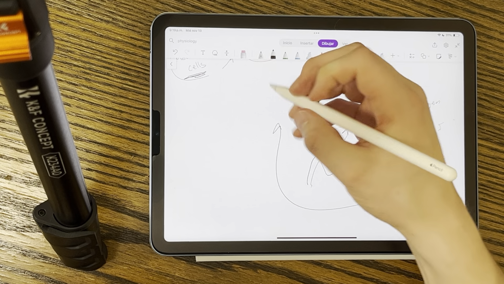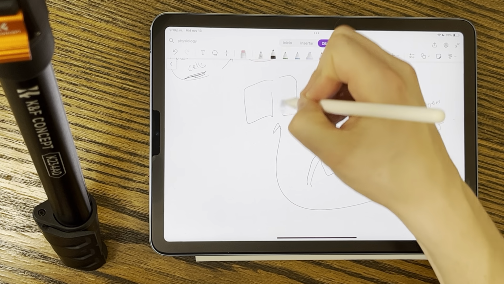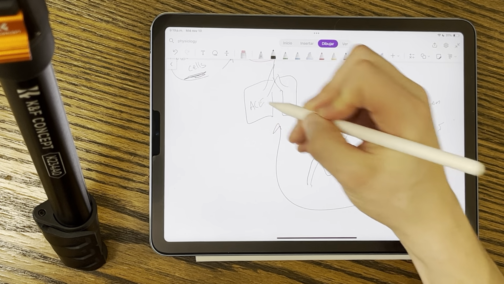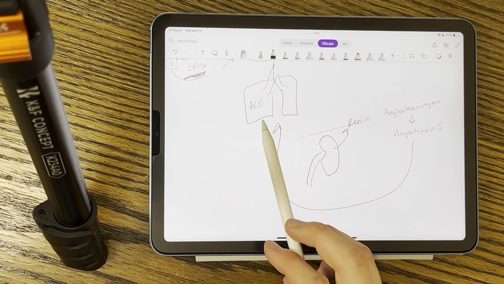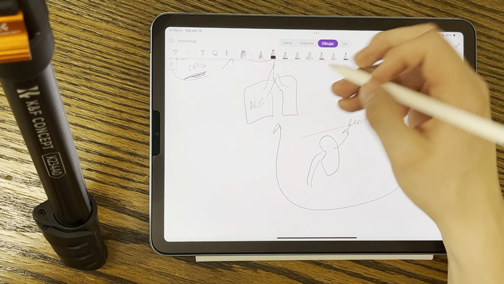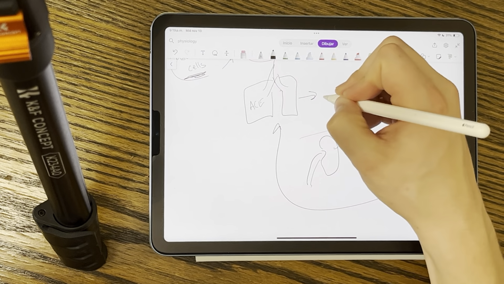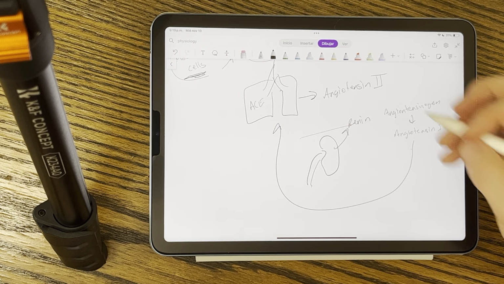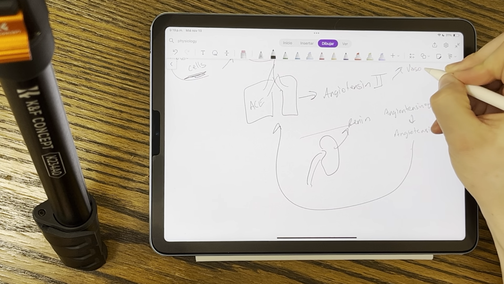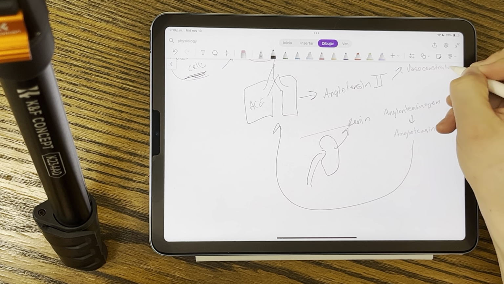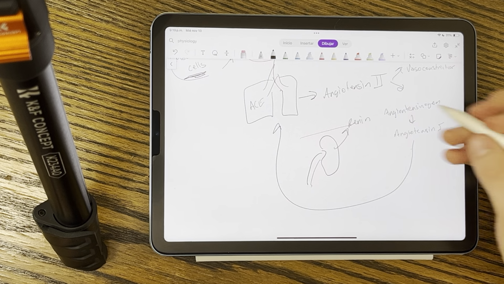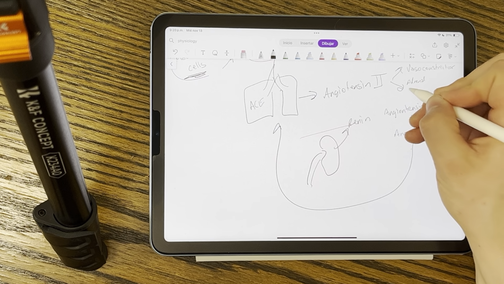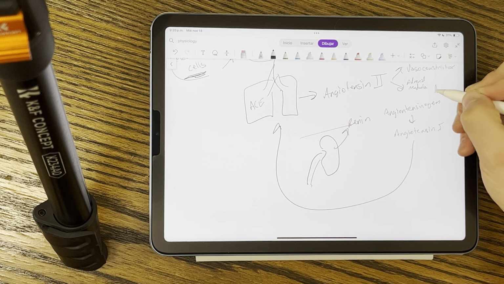Angiotensin 1 will travel through the blood to the lungs. In the lungs is an enzyme called ACE, the angiotensin converting enzyme. And ACE will turn angiotensin 1 into angiotensin 2. So angiotensin does a lot of things. One, it's a vasoconstrictor. Next, it can send a signal through the blood to the adrenal medulla, which will release aldosterone.